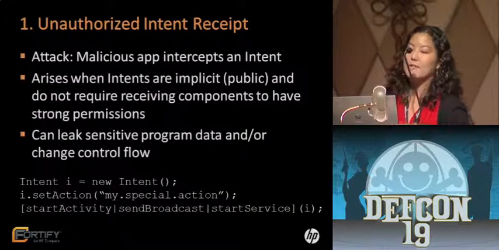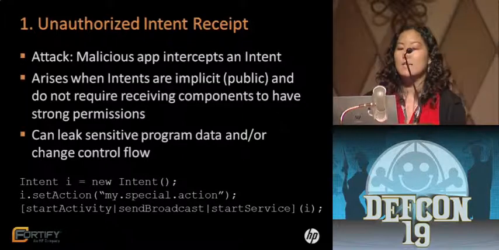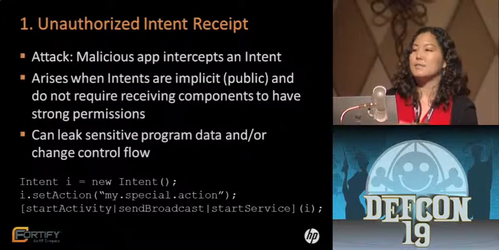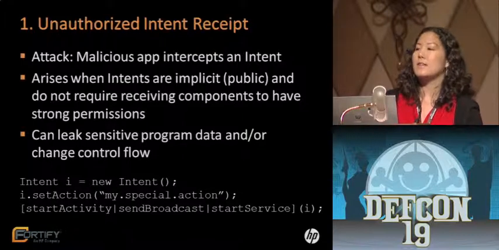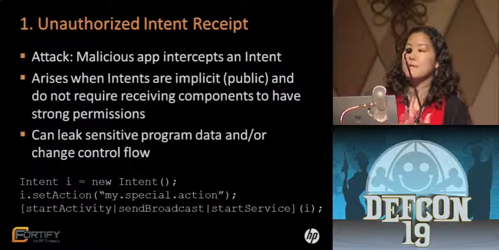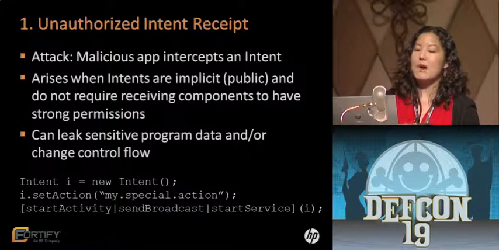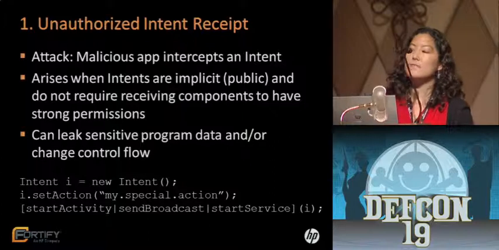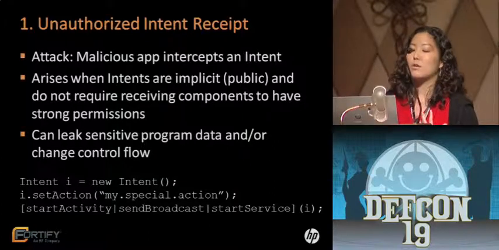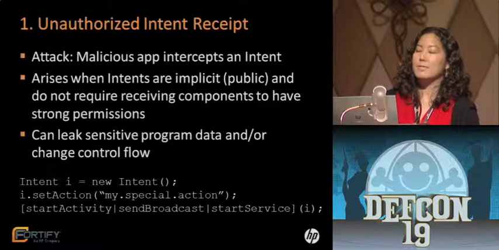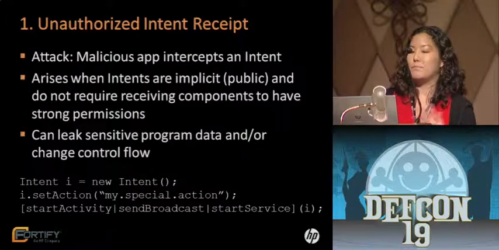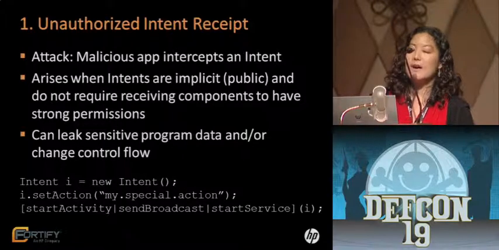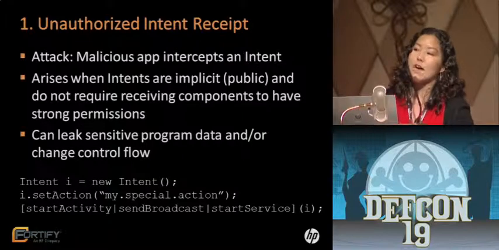So the first attack we have here is unauthorized intent receipt. So in this attack, a malicious application intercepts an intent or steals an intent. So this will occur when the intent that's being sent is implicit, so it's public to the system, and it doesn't require that any receiving components have any particularly strong permissions. So what happens as a result? Basically, if this intent is stolen, the attacker will get any data in that intent. And it can also change the control flow of the application.